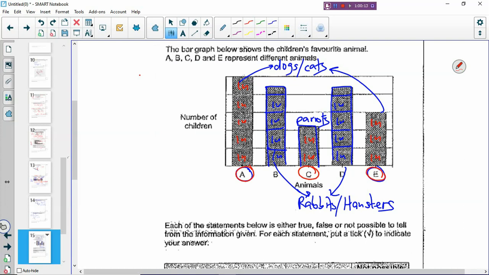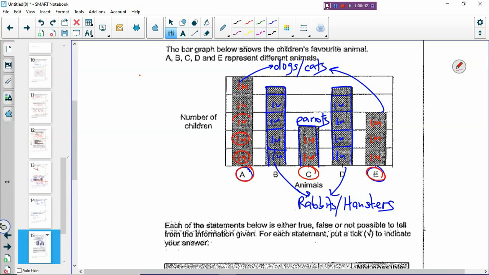So those children who like rabbits and hamsters is definitely less than 50%. Why less than 50%? Because you have animals A, C, and E, which is more than those children who like rabbits and hamsters. You understand? Okay, you compare the units. A, C, and E have more than, how many units are there?